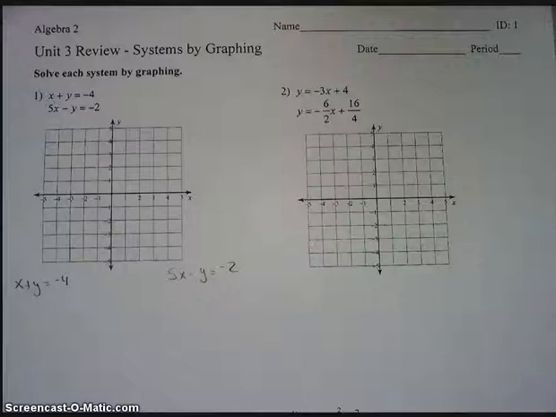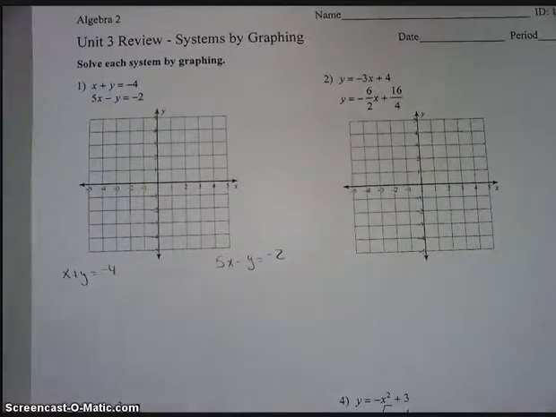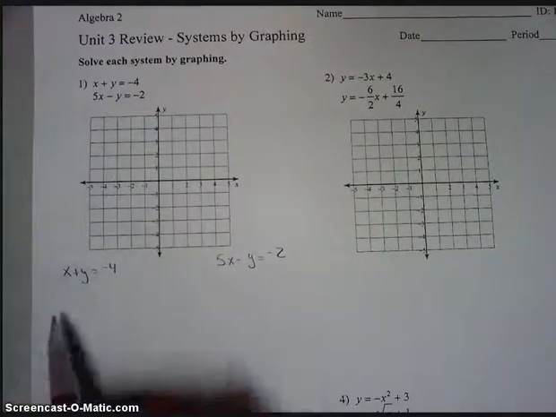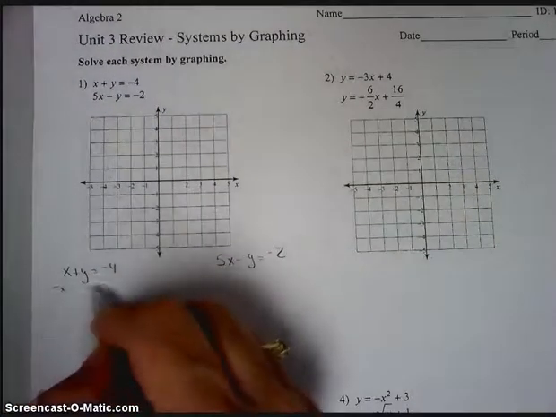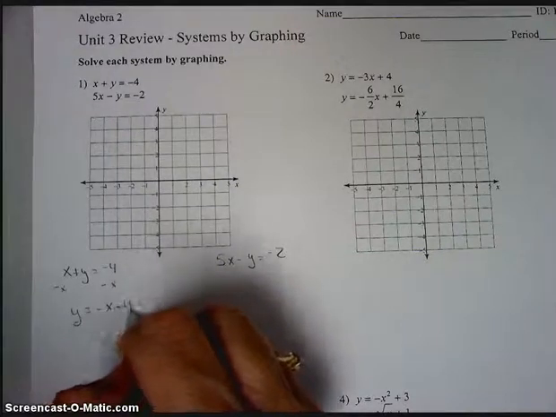Okay, in this review we're going to do systems by graphing. And so on the first problem here, the first thing you need to do is rewrite to get y equals mx plus b. So on the first one we're going to subtract x from both sides, and I wind up with y equals negative x minus 4.